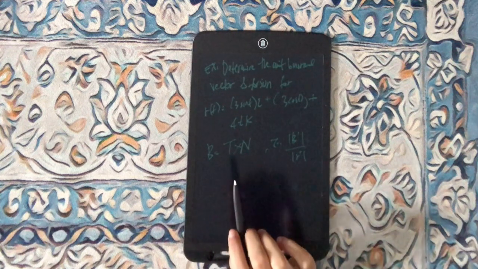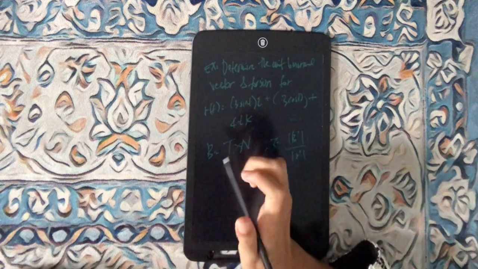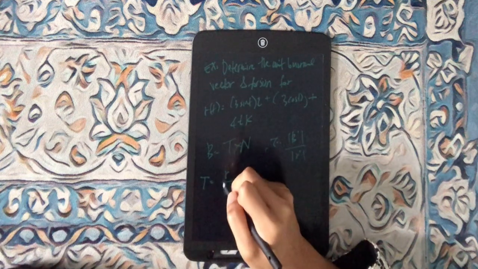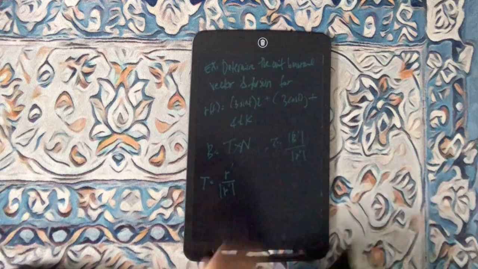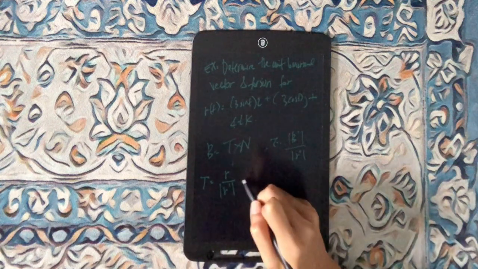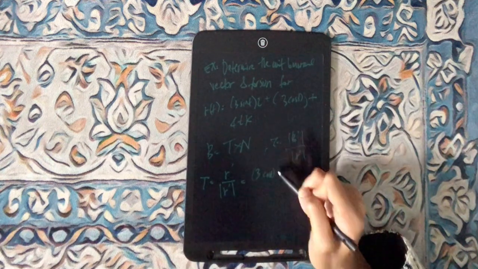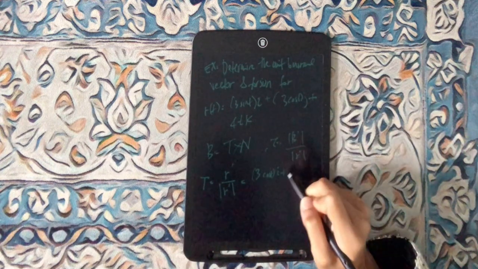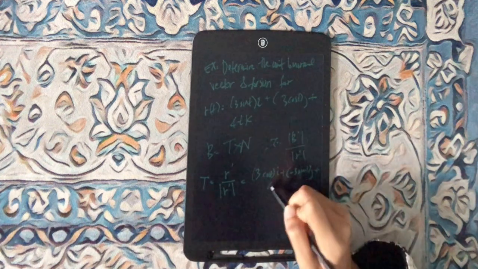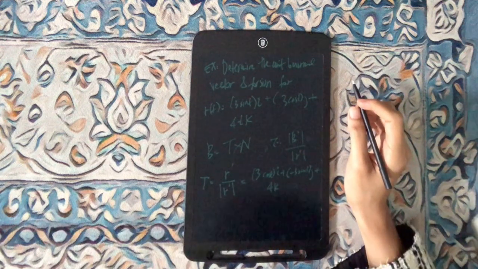So to get B, you need to find your T cross N first. That means you need to find your unit tangent T first. So T is equal to R prime over magnitude R prime. So yes, you need to find your R prime first. What is your R prime? Your R prime will be 3 cos t i minus 3 sin t j plus 4k. Okay, so this is your R prime.